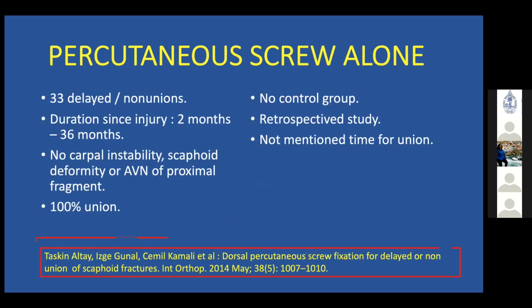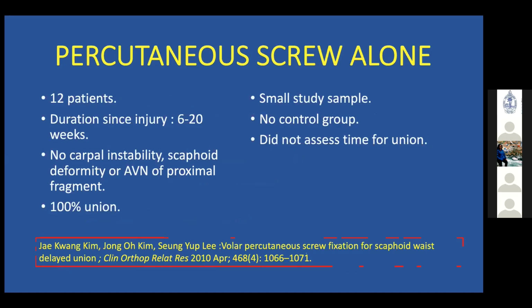So we have 2 papers which have described the percutaneous screw alone. In one study, they gave 12 patients, and they actually reported 100% union, but you should remember that it's a small study sample. There was no control group and they did not assess the time for union.